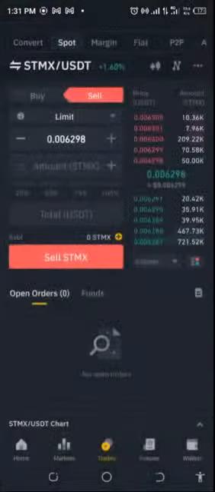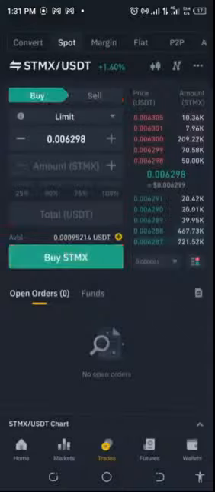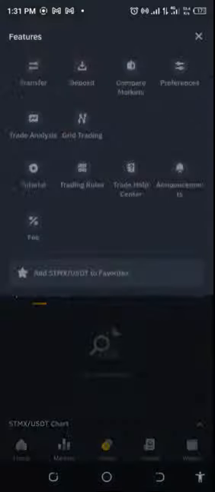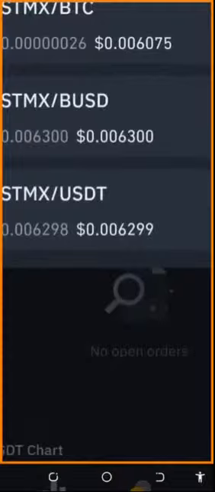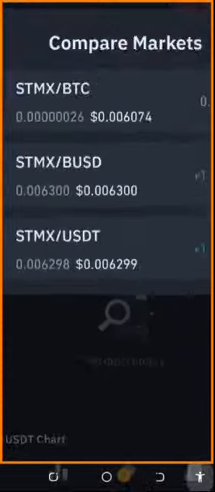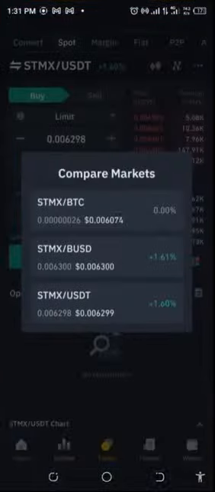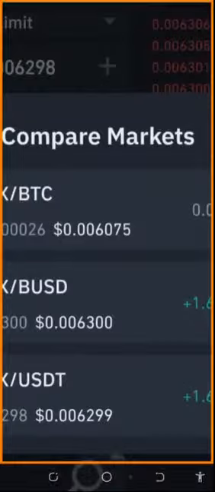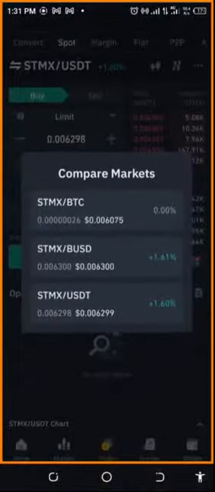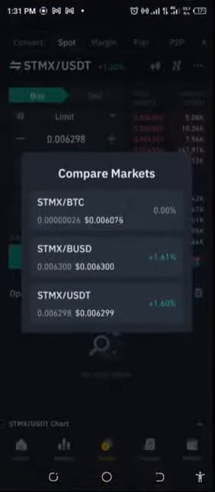Okay, and first of all, like I always say, the first thing you need to do is to check and compare the markets to see what's going on there, see if there's any opportunity whatsoever. Okay, it looks like there's an opportunity here, so I'm going to try and see whether I can actually buy STMX with my BTC. So let's see the price. It's 0.006074, while on the others you can see the difference there.